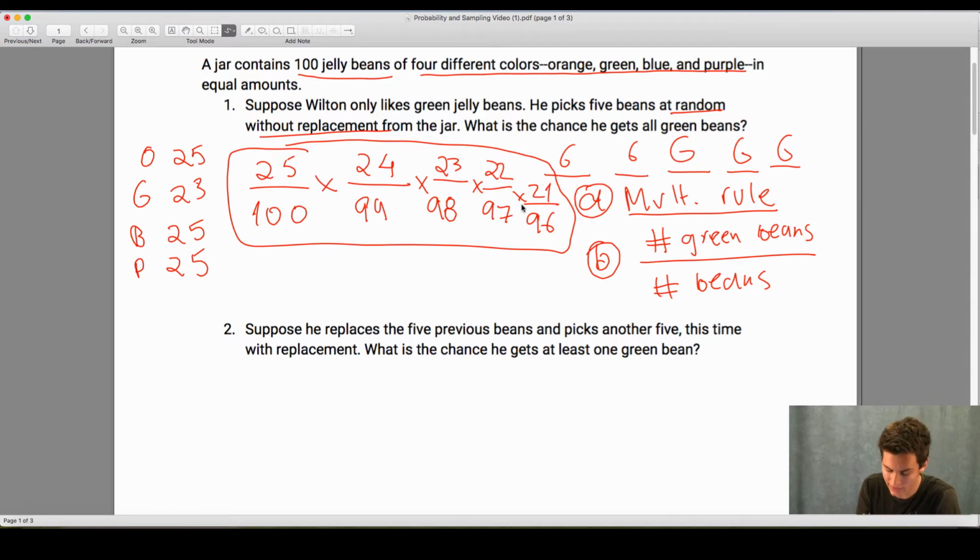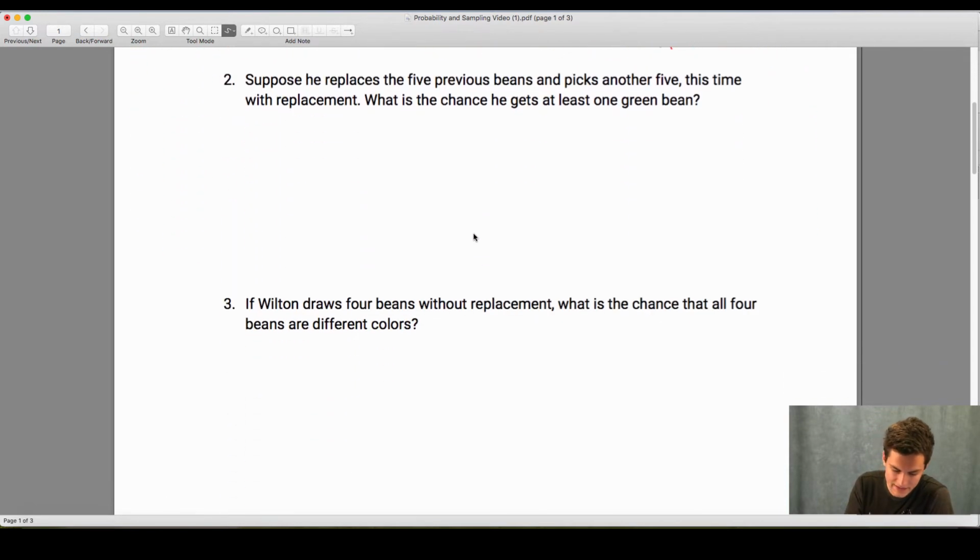And then I'm going to multiply all those individual probabilities together because I want to make sure that the first sample is a green bean as well as the second one as well as the third one. So I use the multiplication rule for that. This idea actually works fairly nicely in other problems as well.